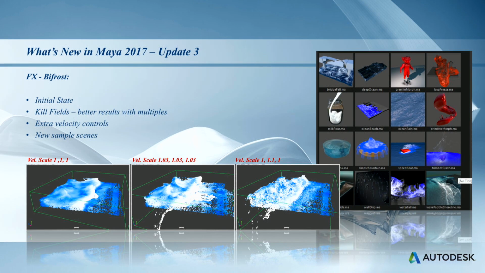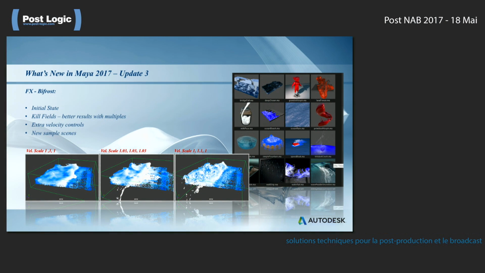We also have much better results when we set up multiple kill fields, and when we have a field that we're working with, say, forces like wind, turbulence, and so on and so forth. And then we can add what we call the kill field, and we can have multiples of them to control this fluid. So now it works much better in this version of Maya. We have some extra velocity controls for the fluid, and we have new sample scenes as well.